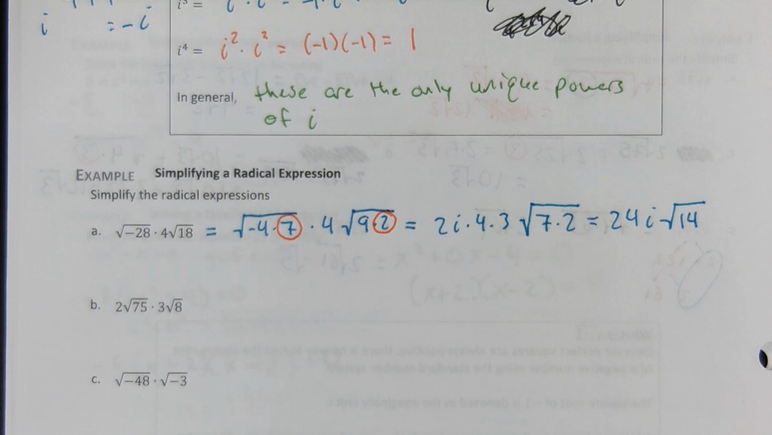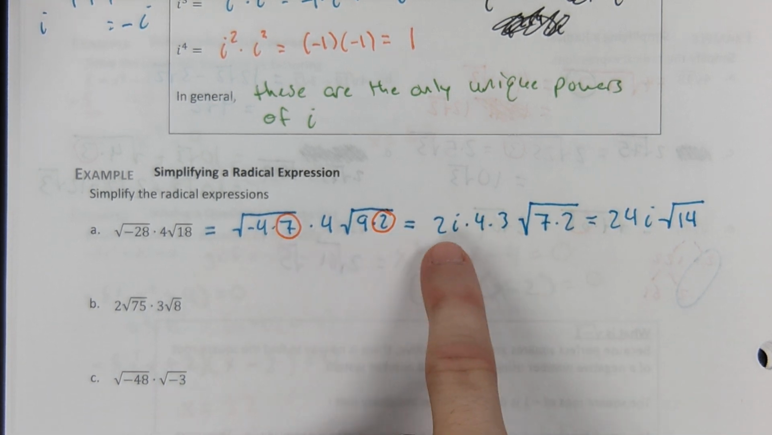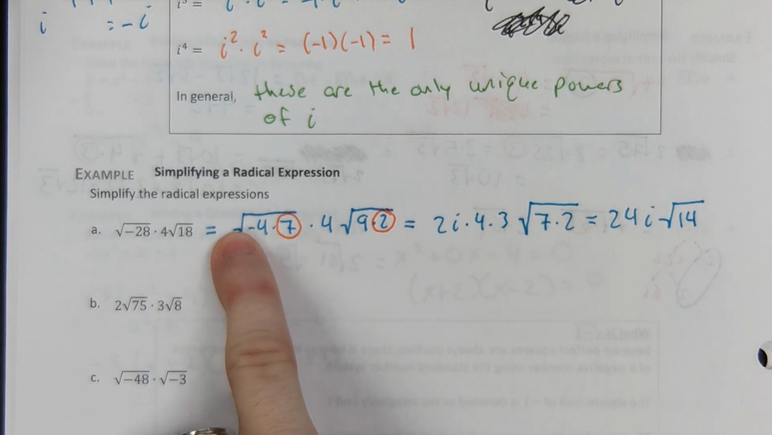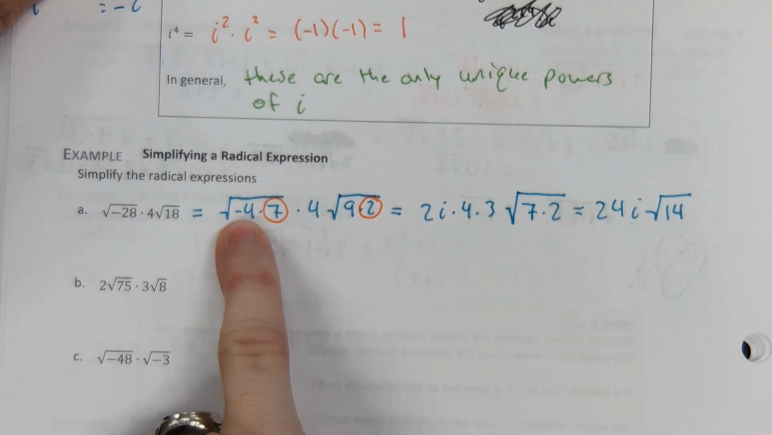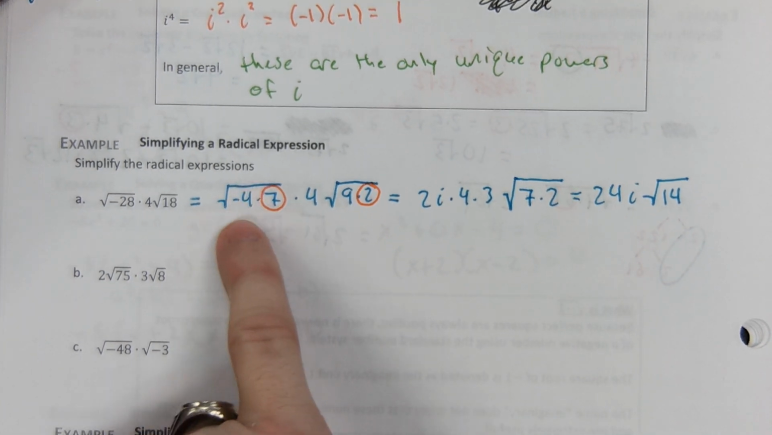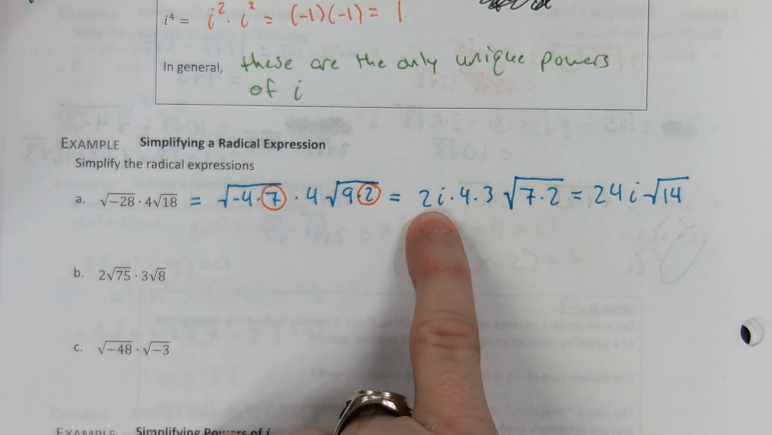Yes, Nolan. So 2i is actually the product of two different square roots. The square root of negative 1, by definition, is i. And the square root of 4 is 2. So this is actually liberated as i times 2. So we just said 2i.